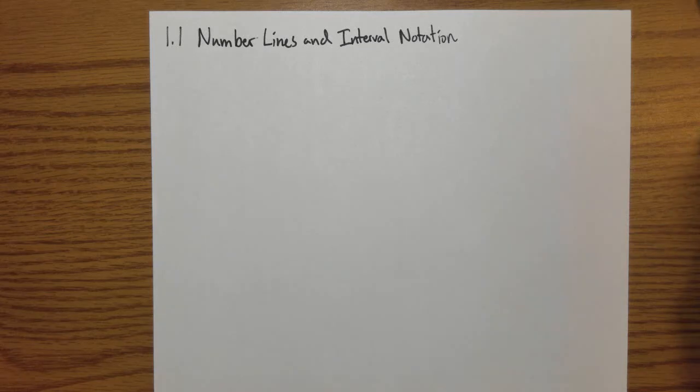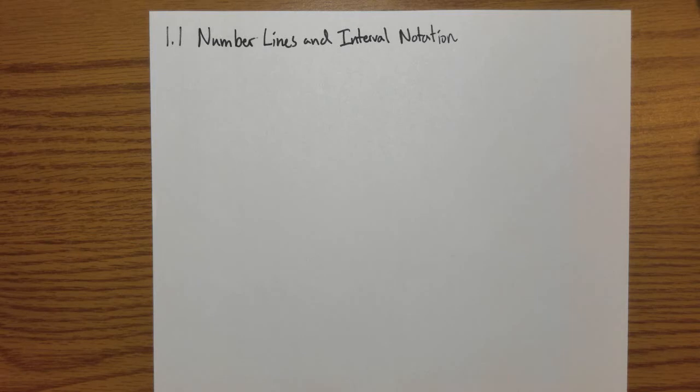Hello class, so today we're going to start our new curriculum for college algebra, and this is the first lesson from the first unit. And today we're going to talk about number lines and interval notation. We've been familiar with different kinds of notation to describe different sets of numbers, right? A set of numbers is just a group of numbers.